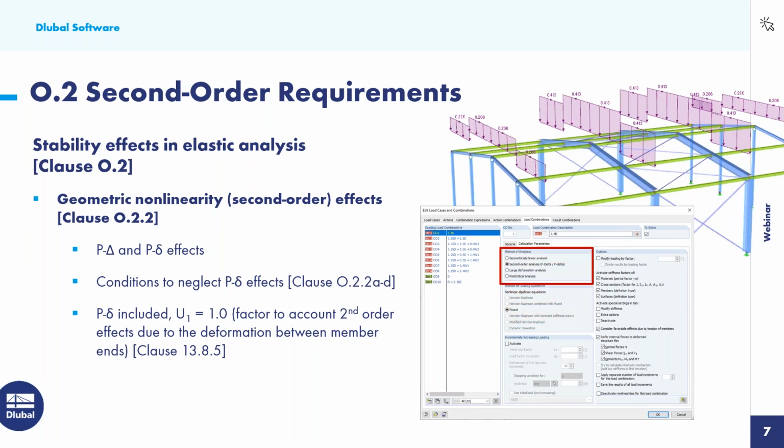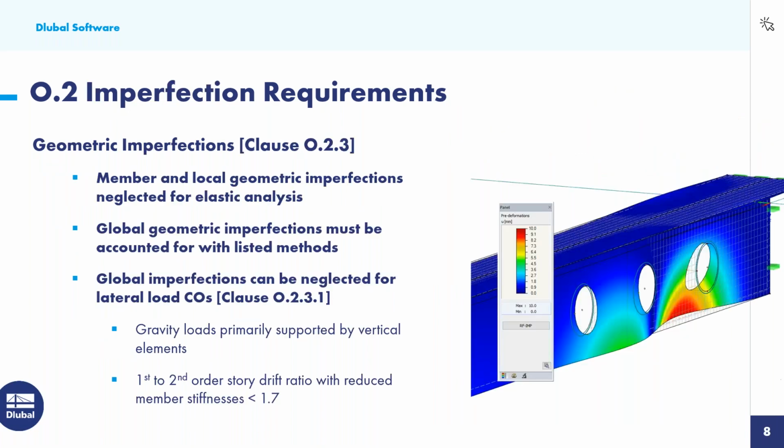Our method of analysis is a second order analysis for load combinations that will consider both big P delta and little P delta automatically. So we're going to meet these requirements set forth here within Annex O. So moving on to our second requirement, and this refers to geometric imperfections given in clause 23.